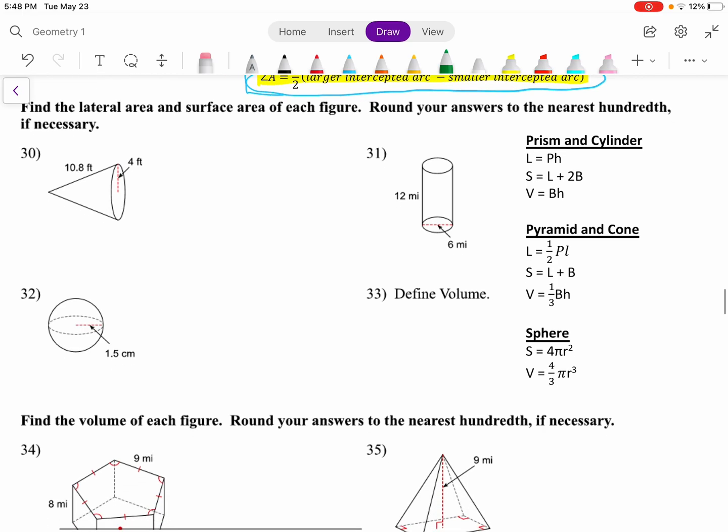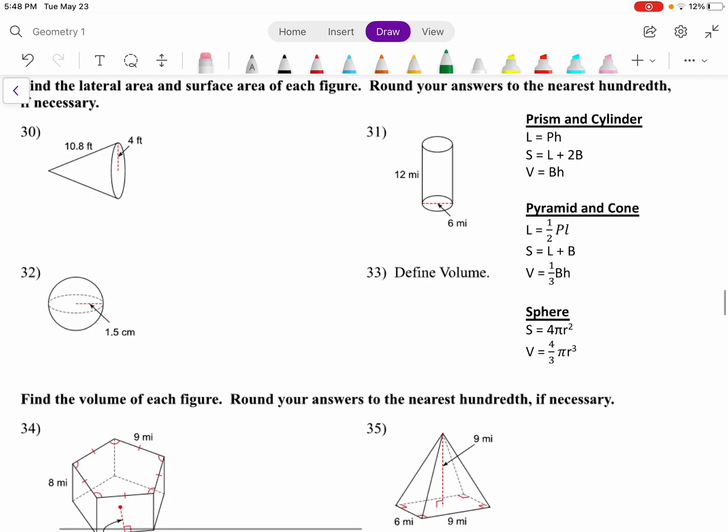The next part of this fourth page is lateral area, surface area, and volume. It says round your answers to the nearest hundredth, if necessary. I have our formulas kind of abbreviated over here, and if we use them, I'll mention what the different abbreviations mean.